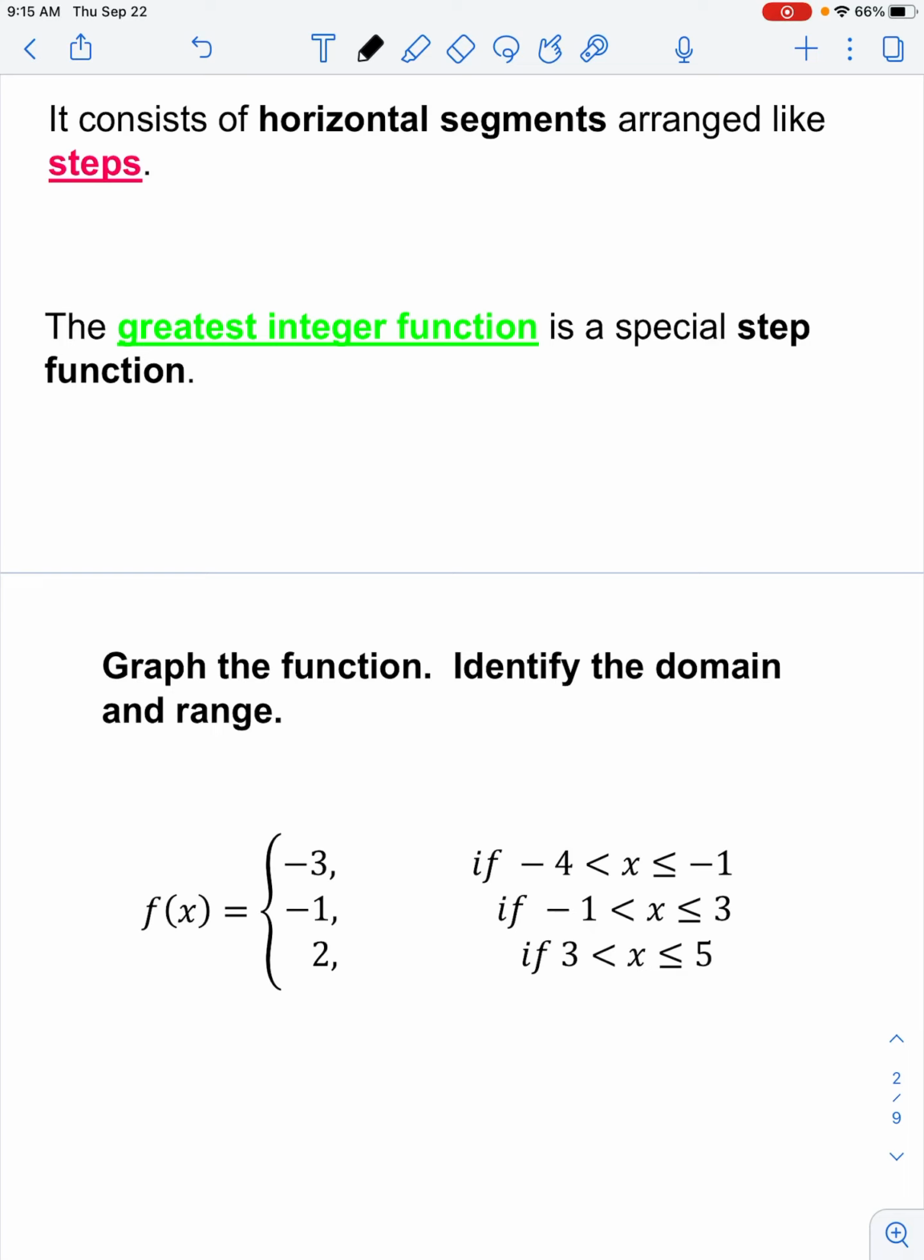In all cases, notice that f of x, or y, is equal to a constant value, but it's defined to be in different ranges of value of x. So see what you can do with that, and then resume the video in a moment and see what our graph looks like.